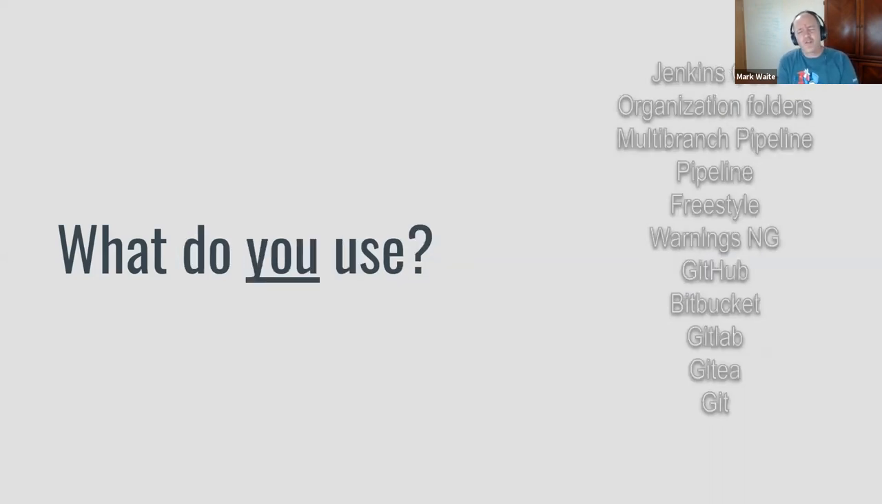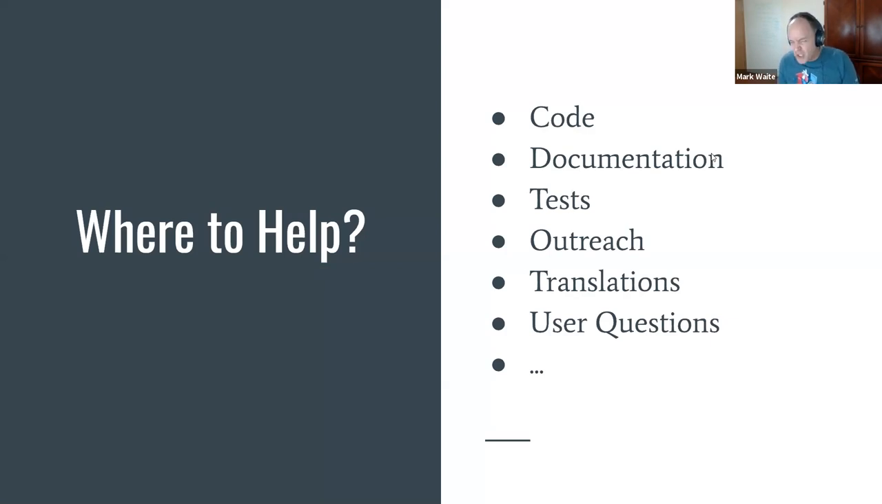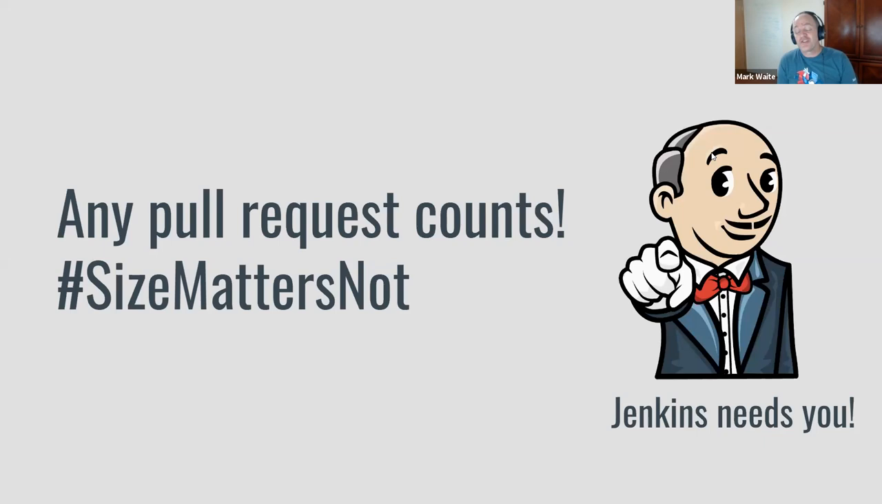You'll succeed better if you choose something that you use, since it typically matters more to you. So if you're using organization folders, if you use the warnings plugin, if you use a freestyle job or a pipeline job, if you're a Jenkins core user, those are all places that can use your help. Enhance something that you use. Where can you help? Code, documentation, tests, outreach, translations, even user questions. Any pull request counts. Just to reiterate what Oleg said, size does not matter in this case. It's just welcome to you. We love to have your contributions.